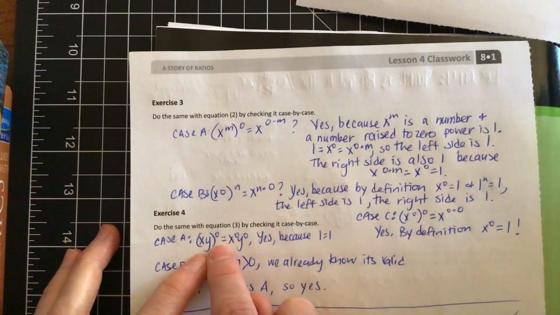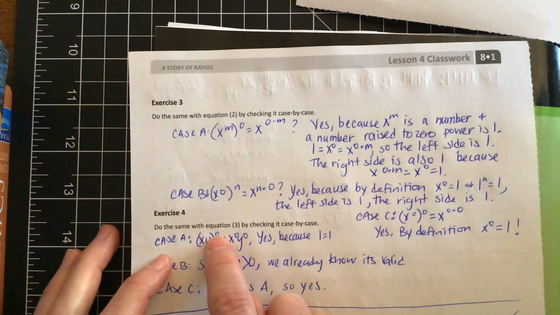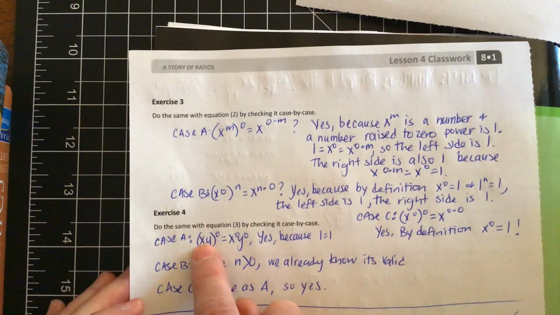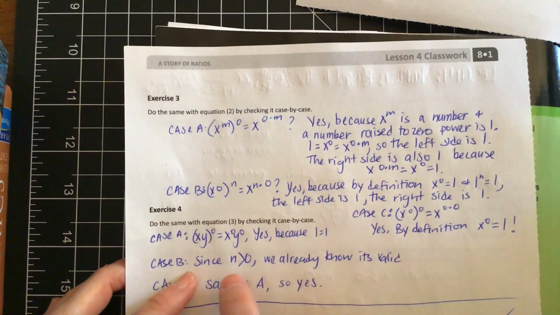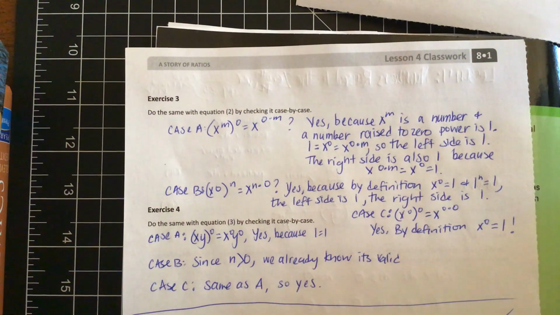So if n is 0 there, so case A, x times y raised to 0 power is equal to x to the 0 power, y to 0 power. So yes, because 1 is 1. 1 equals 1, right? And 1 times 1 is 1. Case B is also going to work. Since n is already greater than 0, we know it's going to work. It's going to be valid, and the same thing with case C.